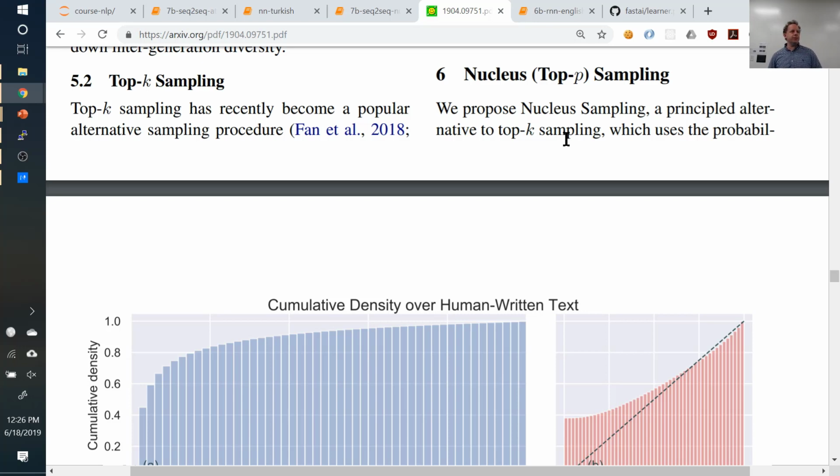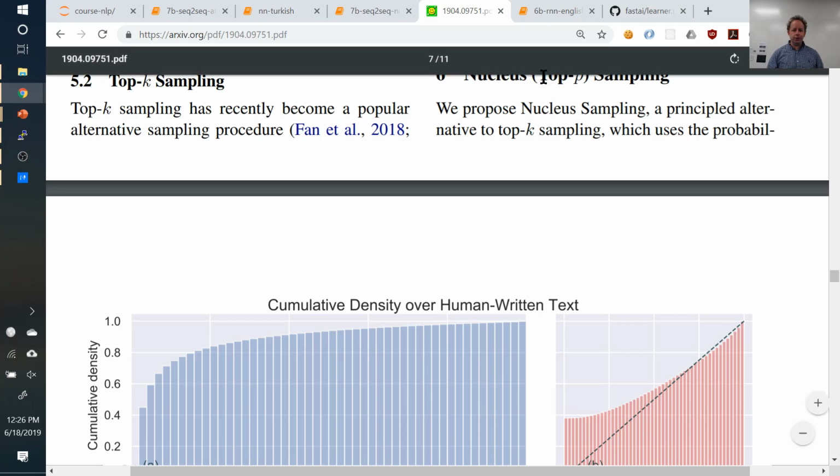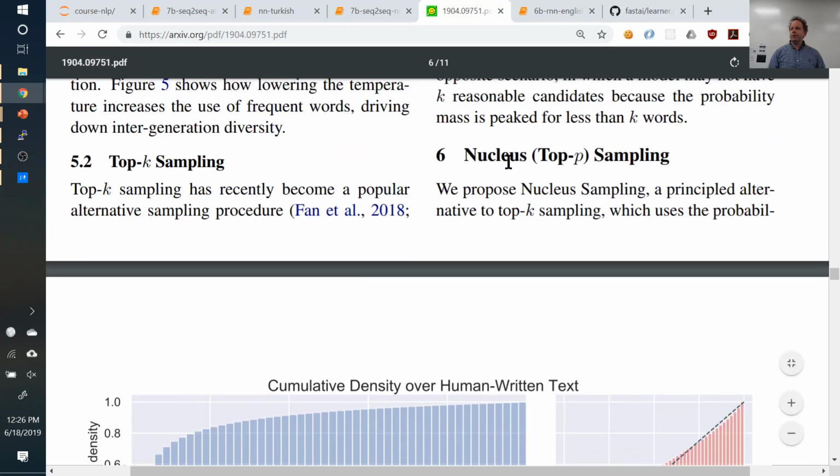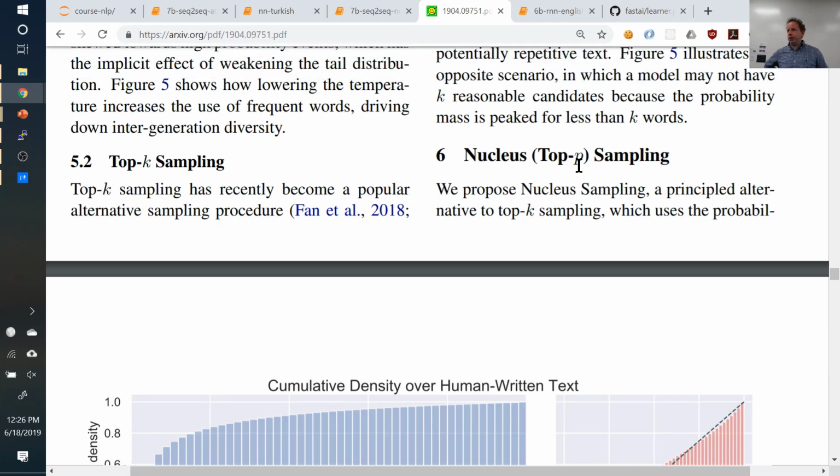So they suggest something which is basically top K sampling with a dynamic K, changing the value of K each time. Specifically, they say, let's do top K sampling, but we will pick K such that the total probability of those K words is something, and in that case, they pick 0.9. So they call it top P sampling. Let's pick a K so that the words we choose from have a probability of 0.9.